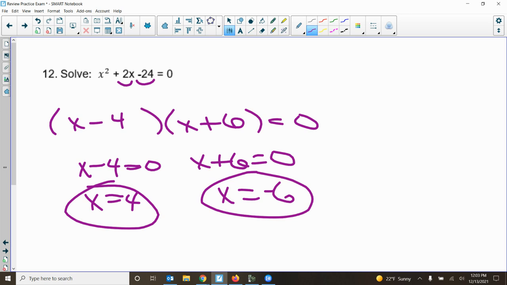Factor it, then use the zero product property. If this number times this number is 0, that means one of those numbers has to be 0, right? That's how solving by factoring works. Okay, so set x minus 4 equals 0, set x plus 6 equals 0. Those are your two different solutions for x. Questions?